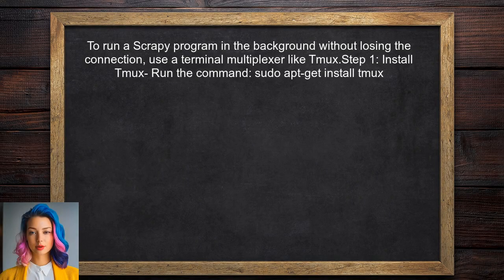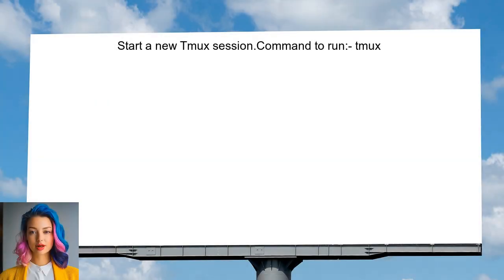To run a Scrapy program in the background without losing the connection, the user can utilize a terminal multiplexer like Screen or tmux. First, let's install tmux if it isn't already installed. Once tmux is installed, the user should start a new tmux session. This can be done by typing tmux in the terminal. This will create a new session where the user can run their Scrapy command.